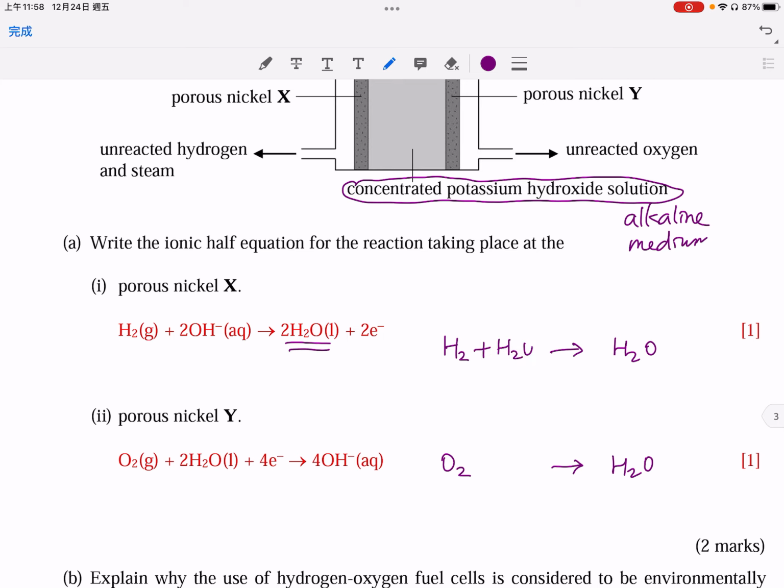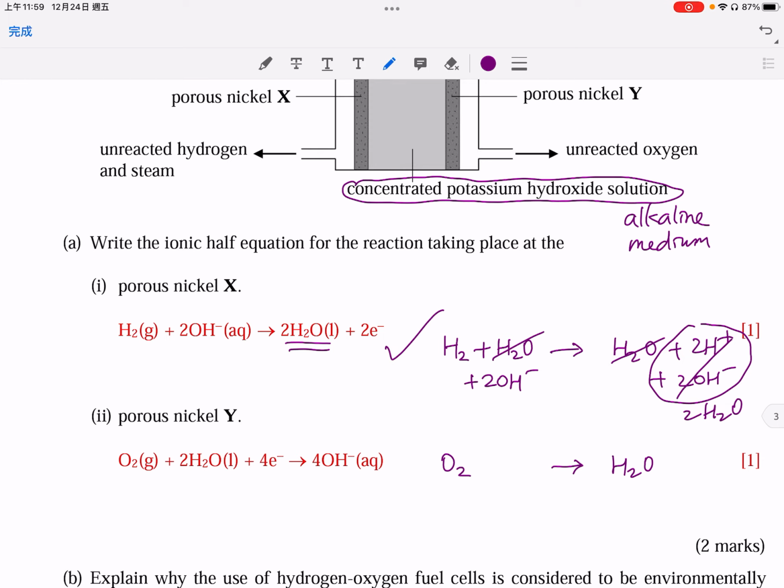So add H2O on the left and then add 2H+ on the right. But this is not the alkaline medium, so you have to add 2 hydroxide ions on both sides. So this part will become 2H2O, and this H2O will be cancelled with this, so leaving the correct half equation at nickel electrode X.